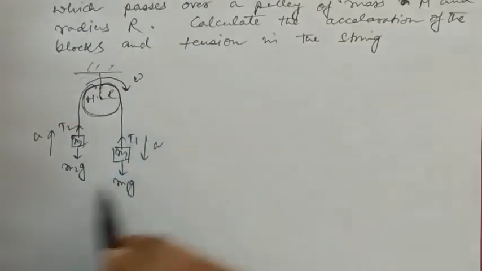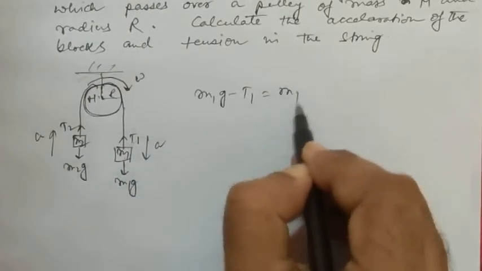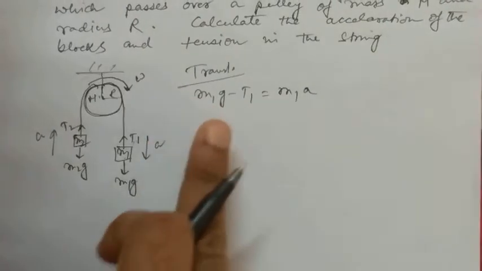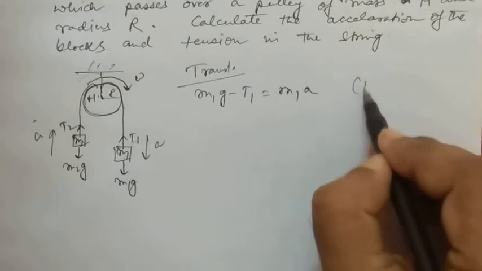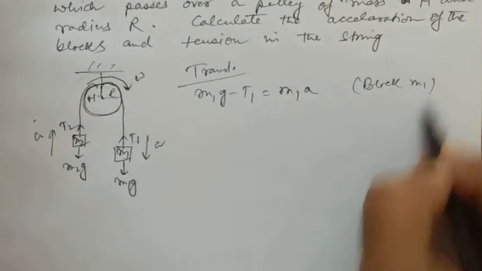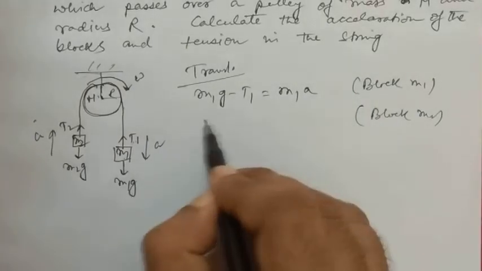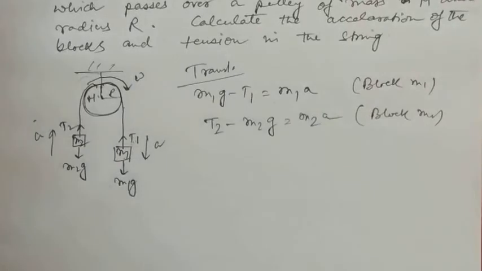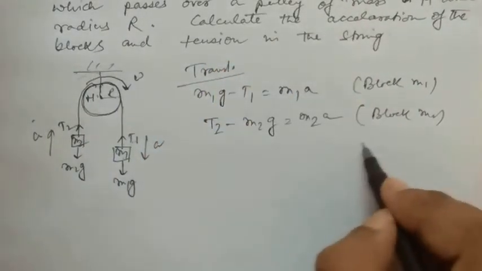For the free body diagram of the first block, we can write m1g minus T1 is equal to m1a. These are all translational equations, not rotational equations. Now for block m2, what will be the equation? Same as we discussed earlier: T2 minus m2g is equal to m2a. And then the equation for the rotation of the pulley.